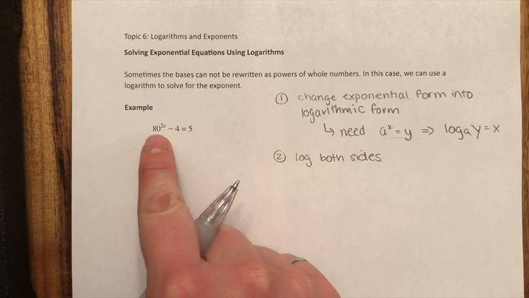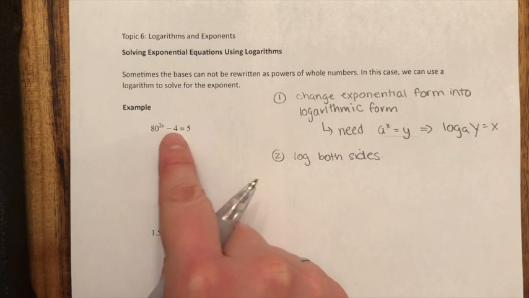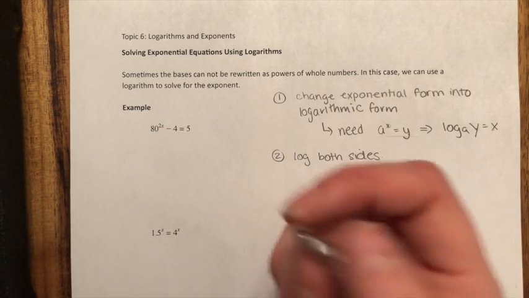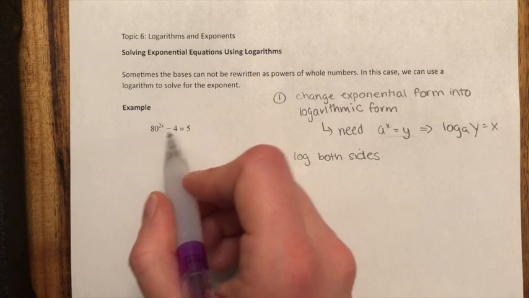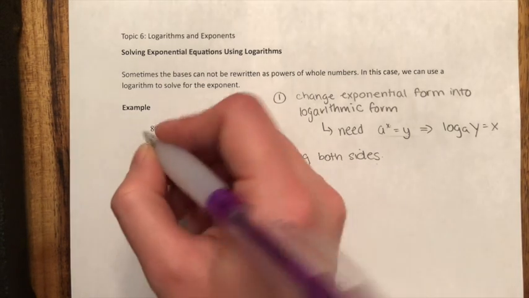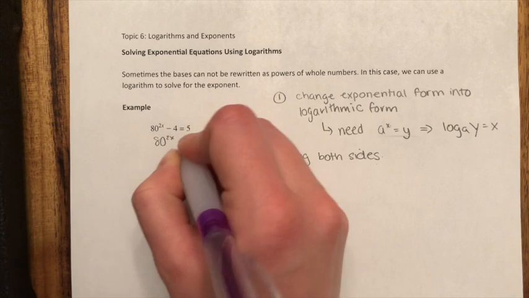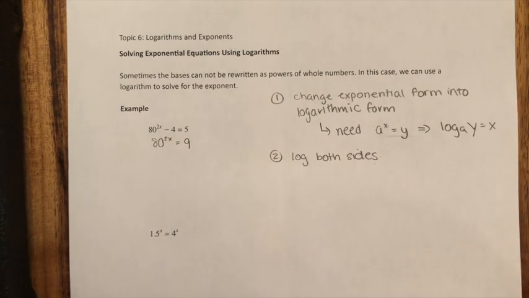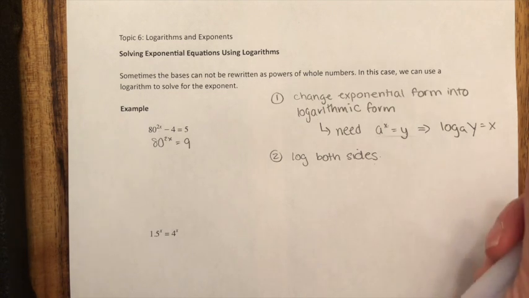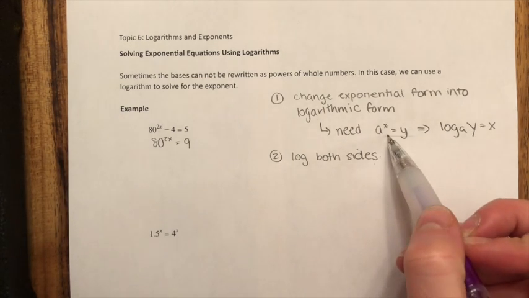So this first example, we've got 80 to the 2x minus 4 equals 5. And so if I want to get x by itself, the first thing that I'm going to do is move the 4 over. So I'm going to have 80 to the 2x equals 9. So that makes it a little bit simpler. Now what we have is something that looks like this, right?